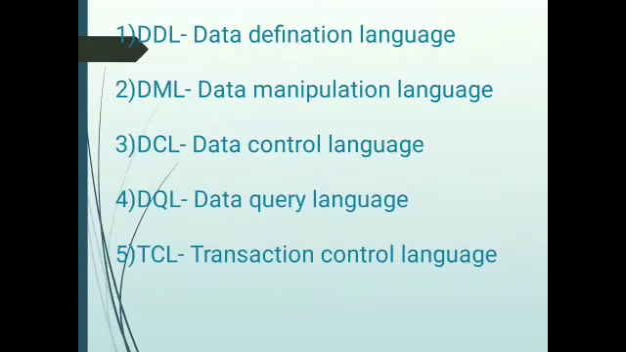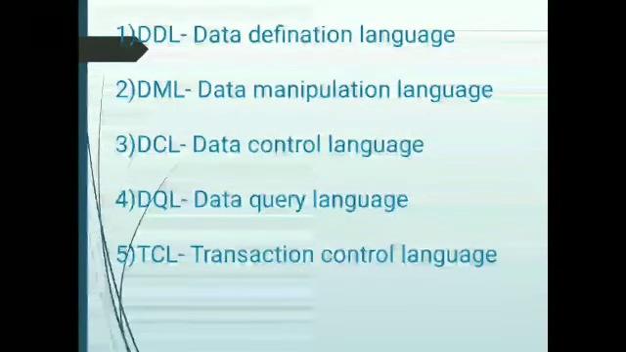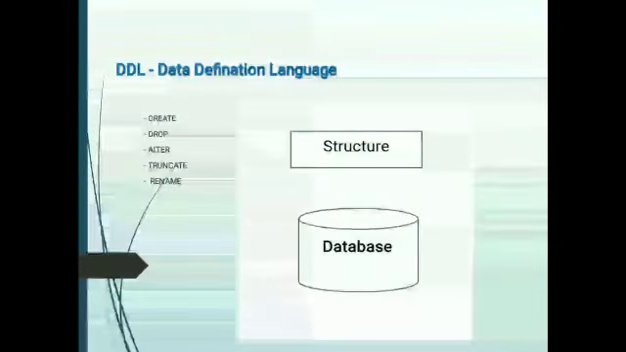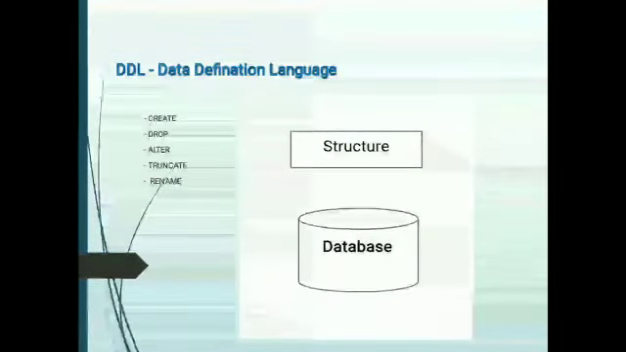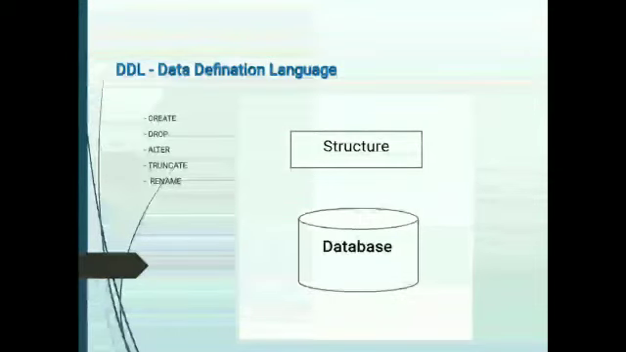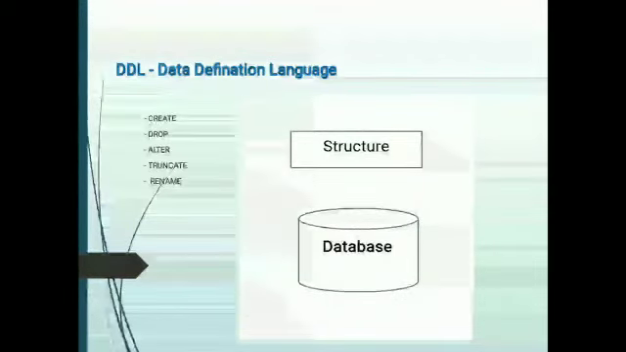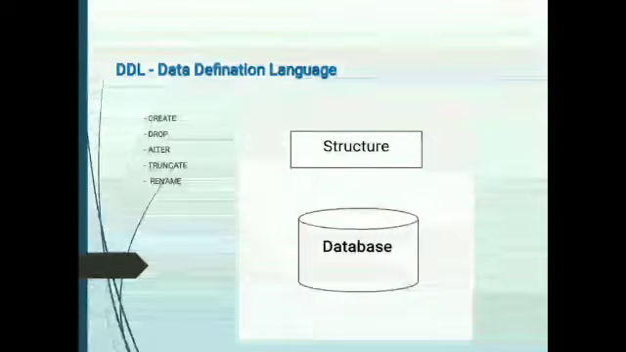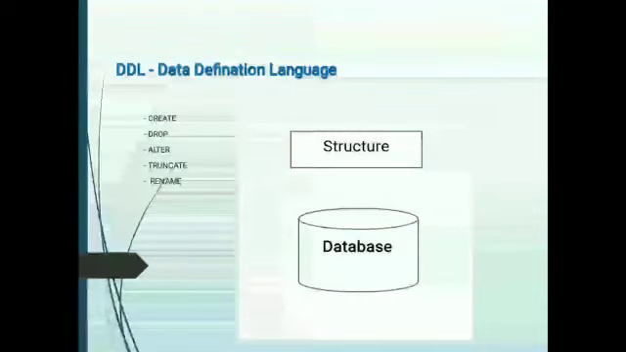We all know that there are 5 commands used in SQL. First of all, we will see the first 3 commands, that is DDL, DML and DCL in short. First one is DDL, that is data definition language. It is that component of SQL which is used to create and modify the structure of database. In this there are 5 commands which are create, drop, alter, truncate and rename.